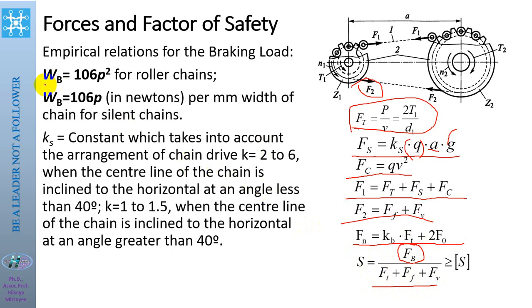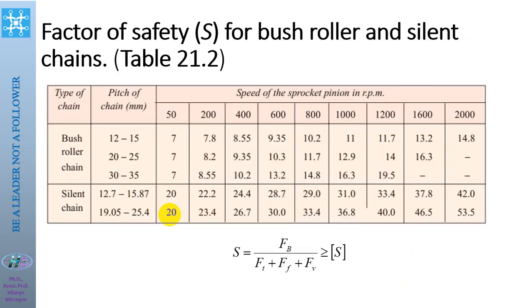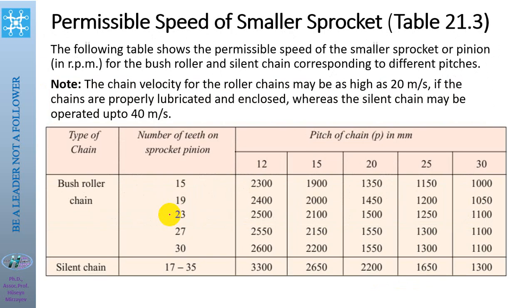Also, braking force may be calculated empirically using these equations, depending on the pitch of the chains. Ks, the sliding factor, for the horizontal drives is maybe 6, and for the vertical drives, or those more than 40 degrees to the horizontal, maybe take 1 to 1.5. Factor of safety for the different types of push roller and silent chains may be found from these tables.